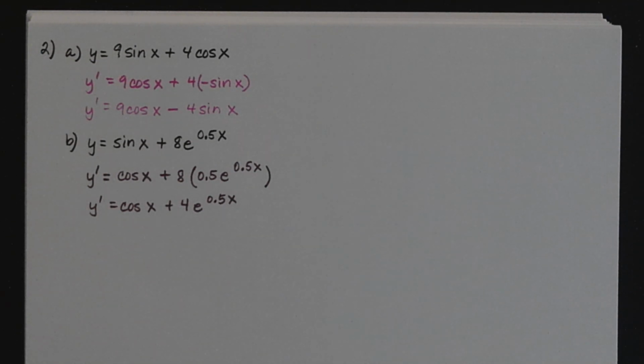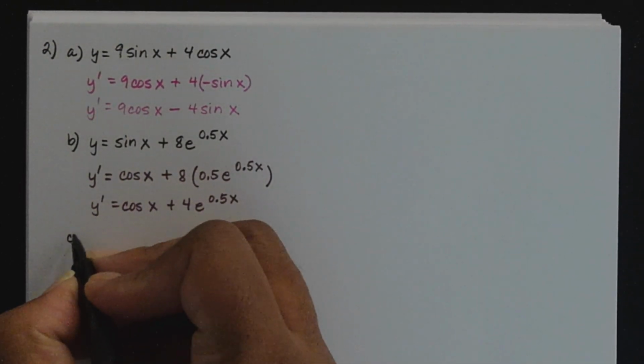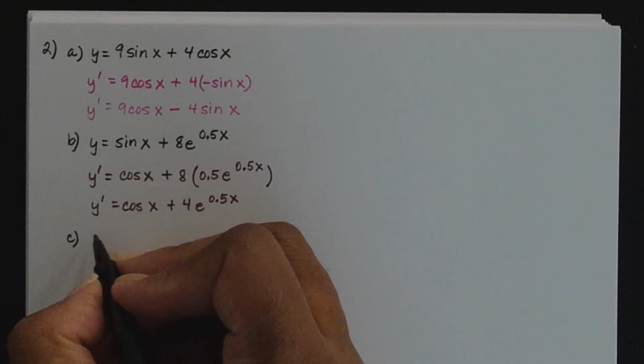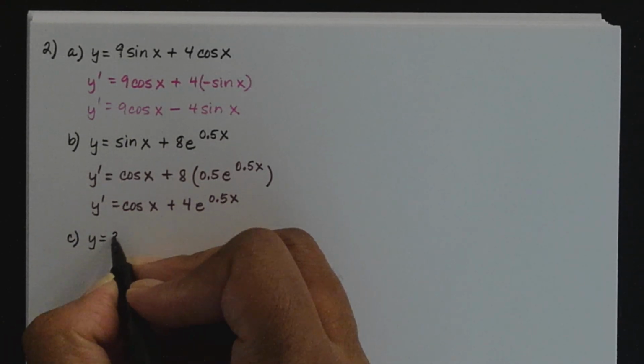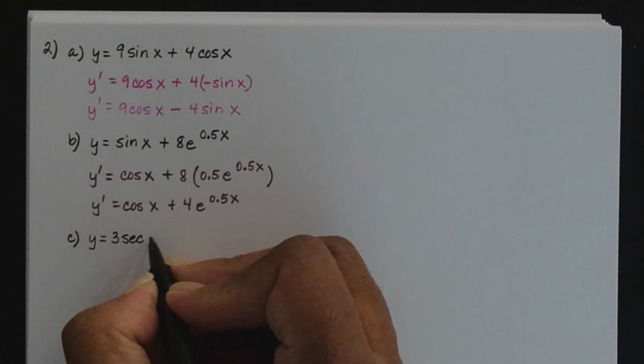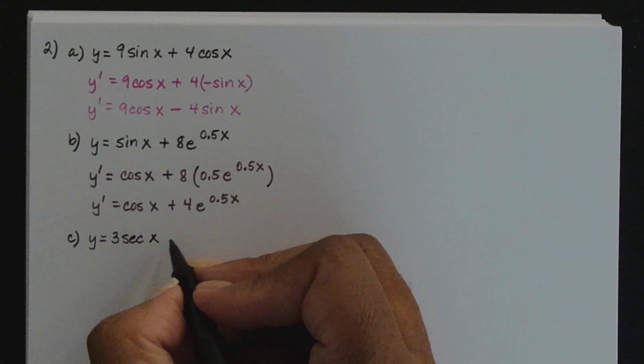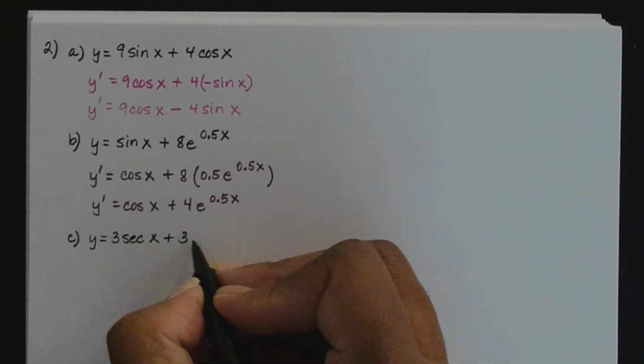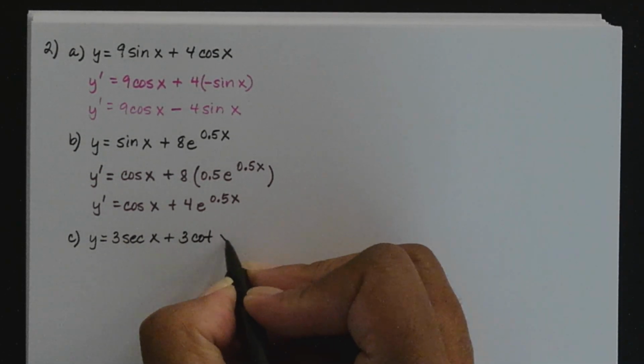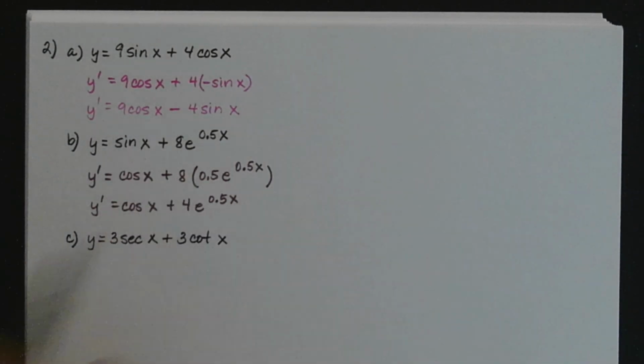All right, questions on part B? Okay, now part C, we got y is equal to 3 times the secant of x plus 3 cotangent of x. And here I want to find its derivative.